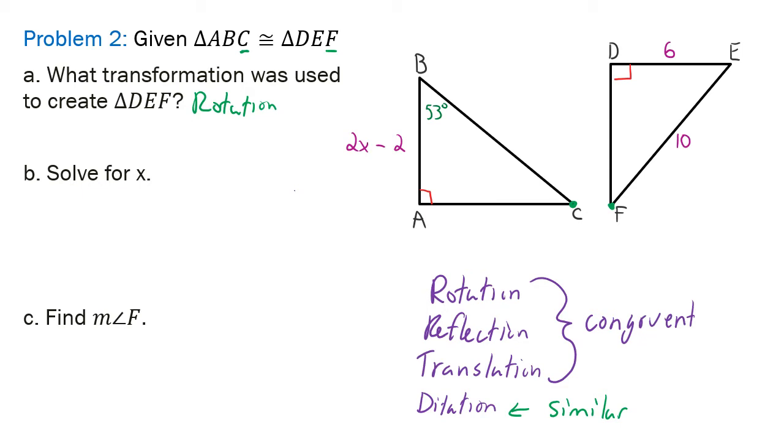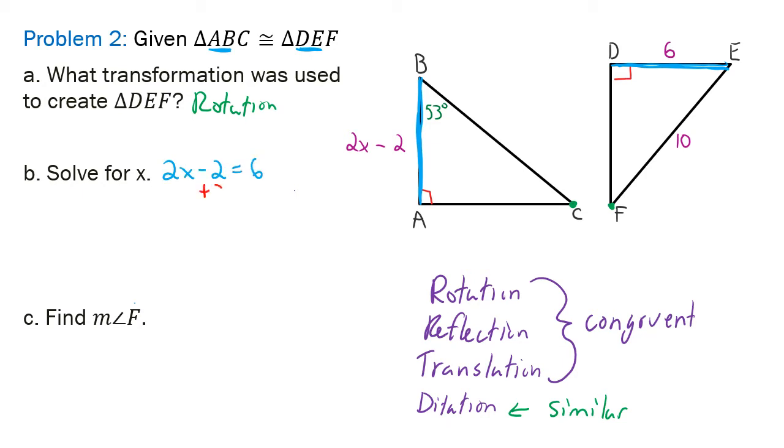The next one wants us to solve for x. So to do that, we need to figure out the corresponding sides. So here we have, this is where x is located. We have a 2x minus 2, so AB. I want to find the side that corresponds to it in the other triangle. So AB is the side we're looking at, which means in the other triangle it matches up to DF. First two letters, first two letters. So these two lengths are the same, and if they're the same, you can set them equal to each other.